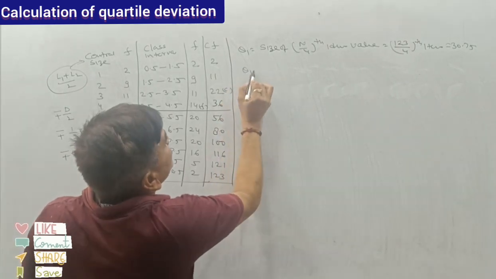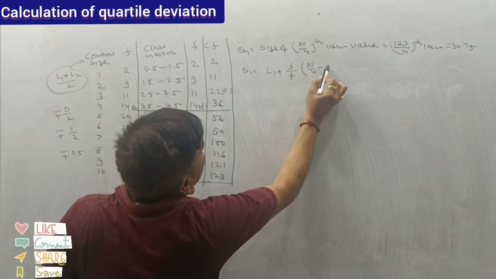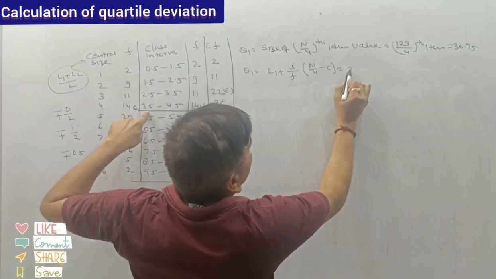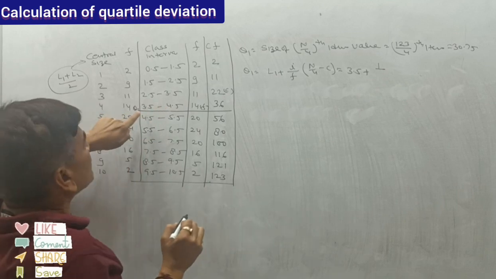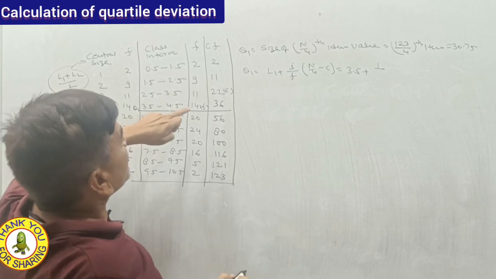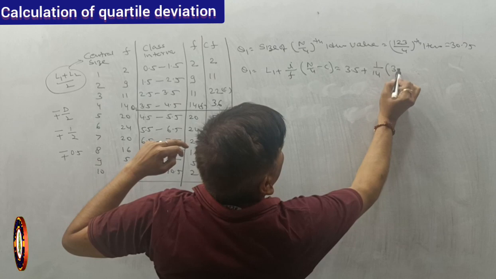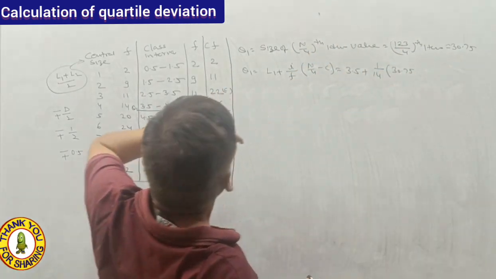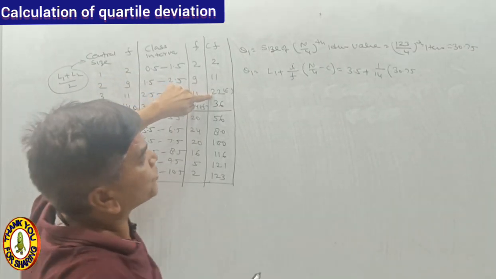So Q1 is equal to L1 plus i upon f times n by 4 minus C, that is the formula for Q1. L1 is the lower limit of the Q1 class, that is 3.5. i is the class interval, that is 1, from 3.5 to 4.5, divided by frequency, that is 14. Here n by 4 we have already calculated, that is 30.75, and the pre-cumulative frequency of this class interval is 22.